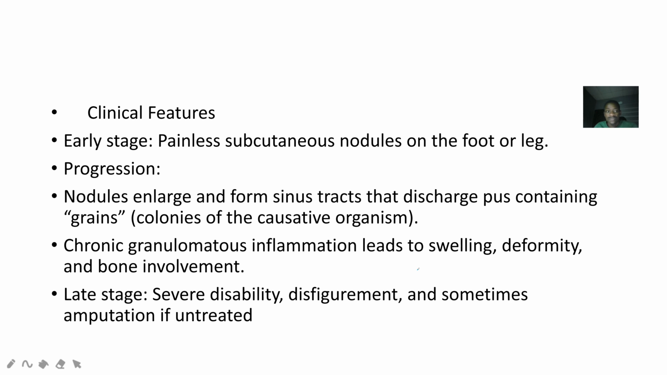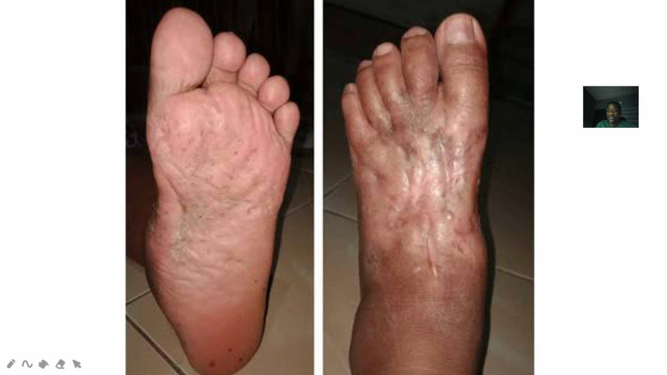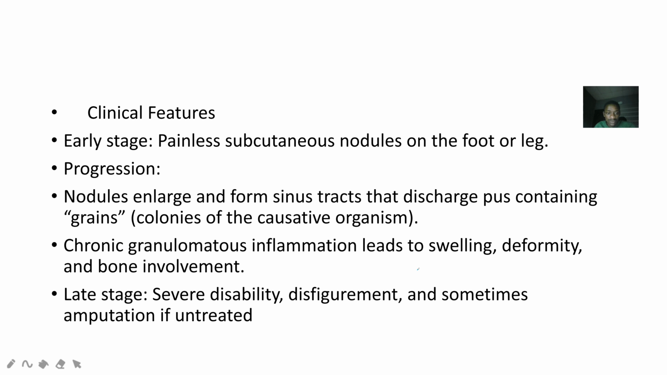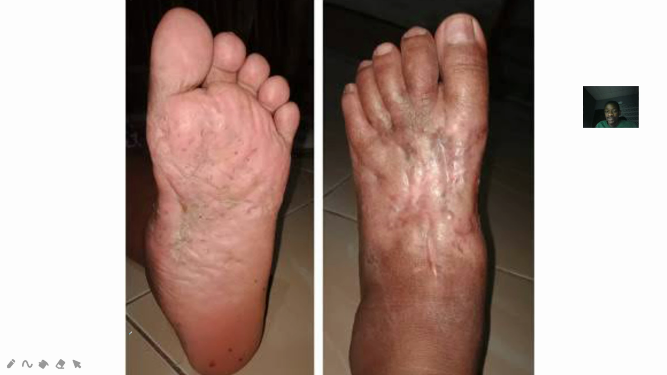So clinical features. Early on, you see painless subcutaneous nodules of the foot and leg. Progression. The nodules enlarge and form a sinus tract where you now see that pus is draining out of that site. So chronic granulomatous inflammation leads to swelling, deformity, and bone involvement. Late stage, there's severe disability and there's disfigurement. Sometimes amputation will be needed because that limb will be completely damaged.